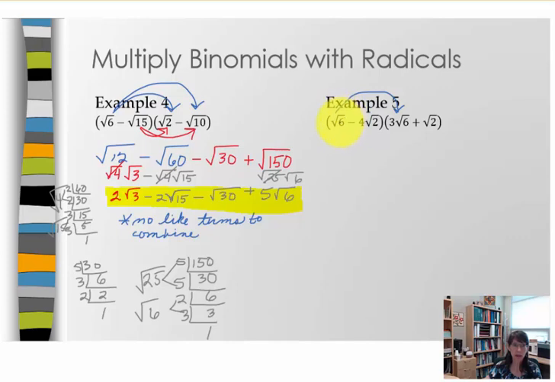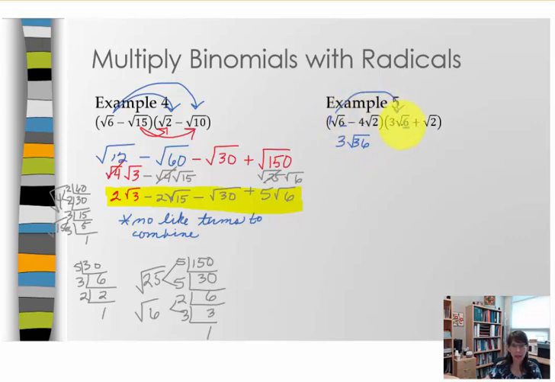6 is under the radical. That means it's being multiplied by the other 6 that's under the radical. Do not multiply it by 3 because 3 is not under the radical. 3 is actually multiplied by our invisible 1 that's outside the radical here. 1 times 3 would give us 3. And under the radical, 6 times 6 is 36.